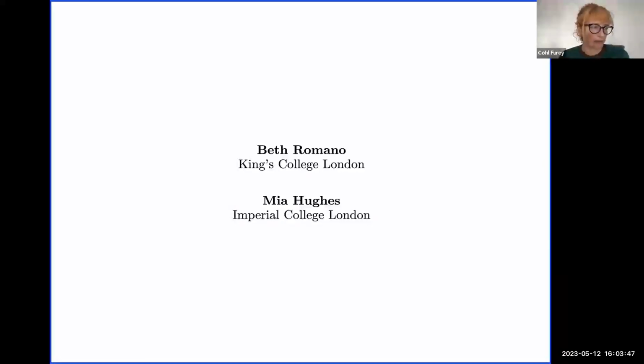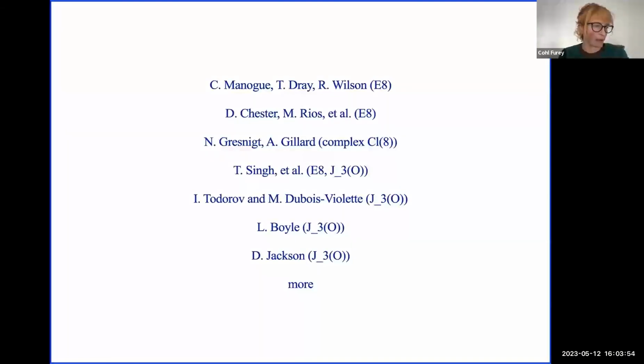Now, in this talk, I'm going to be discussing some work on three generations, especially later on in the talk. And we're, of course, not the only ones to be working on this problem. There's, of course, Corinne Minogue, Tevi Andre, and Robert Wilson, who have an E8 three-generation model. There's David Chester, Mike Rios, and collaborators who've been working on three-generation E8 models. Niels Gresnik and Adam Gillard, who've worked on three generations and complex CL8.